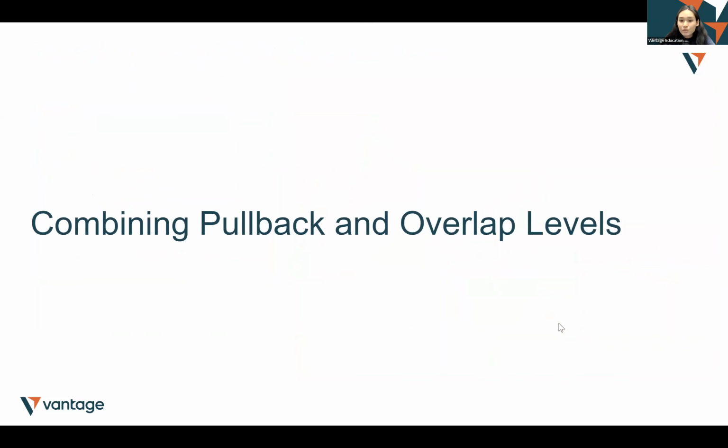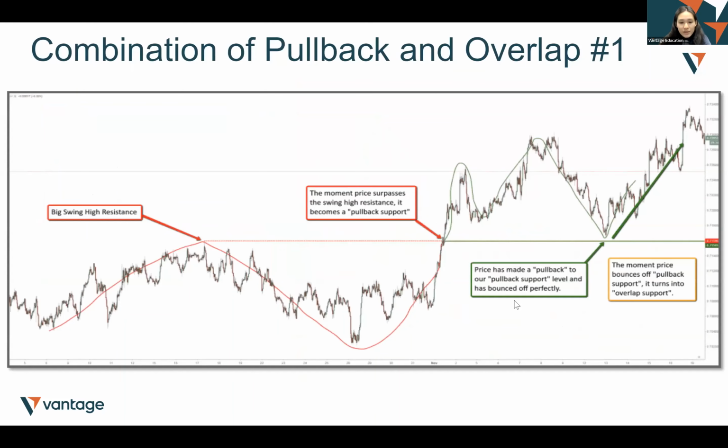So now let's combine both the pullback and overlap levels. So here we have a big swing high resistance level. Price surpasses this level and it becomes a pullback support, where we expect price to pull back or retrace to this level. So in the green areas, we see price retrace this level and bounce off of it perfectly. Once price bounces off that support level, we call it an overlap support.